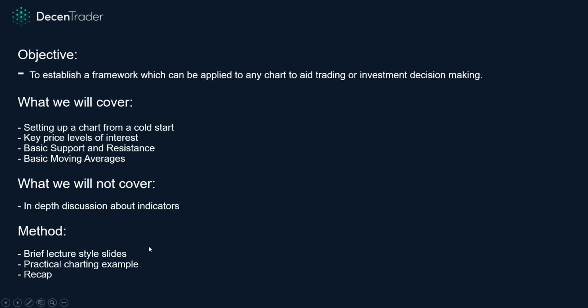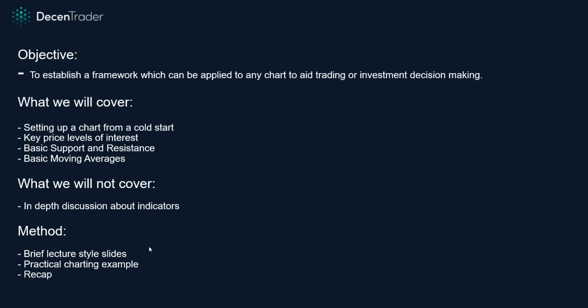So the objective of today is to establish a very clear framework which can be applied to any chart or asset, equity, foreign currency pair, and we're going to use that to aid our trading or investment decision making. Today we're going to cover setting up a chart from a cold start, key price levels of interest, basic support and resistance, so determining if we're in a trending market or in a ranging market. We're going to look at basic moving averages as well.